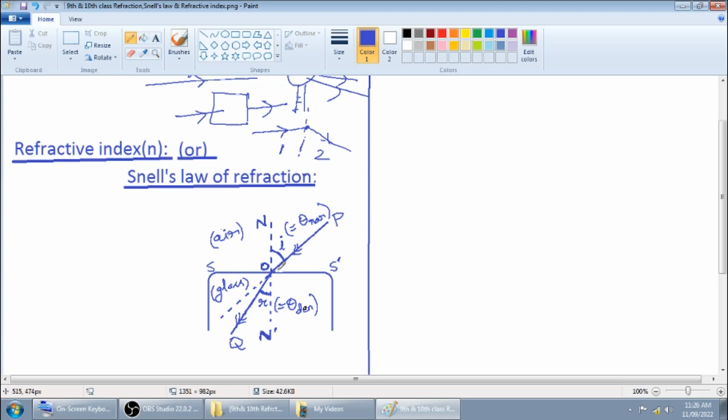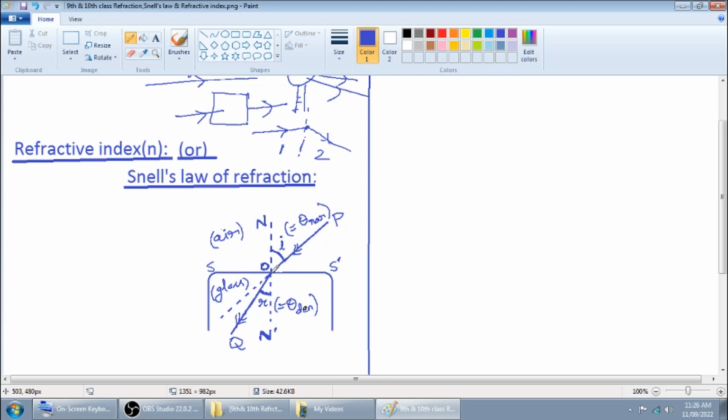So PO is called the incident ray as usual. Just like in reflection, you have learnt about incident ray. The light ray which is falling on a mirror is called incident ray. Like that, this is a light ray which is falling on the surface of a glass block, a transparent medium. The glass block is a transparent medium here. So this is the incident ray.